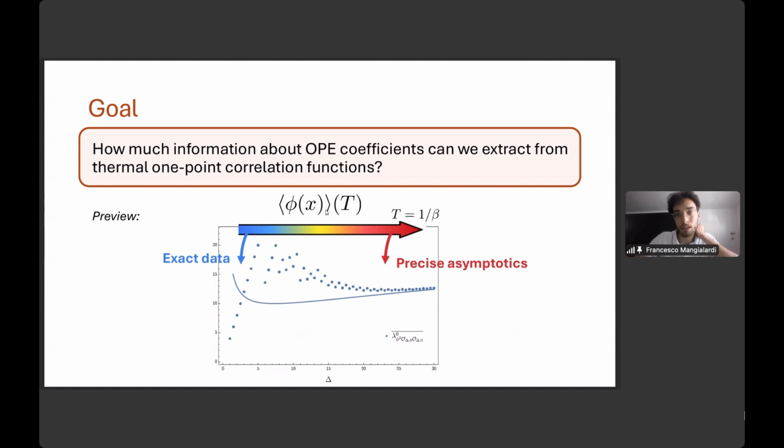And in particular, the low temperature behavior of the one-point function can allow us to extract exact data for the OPE coefficient with the light exchange operator. And instead, the high temperature behavior of the one-point function will allow us to derive asymptotic formulas that describe the regime where the exchange operator is heavy.